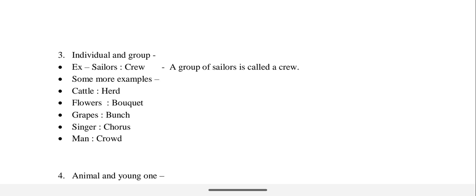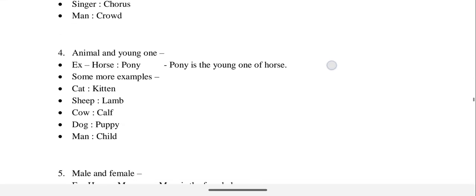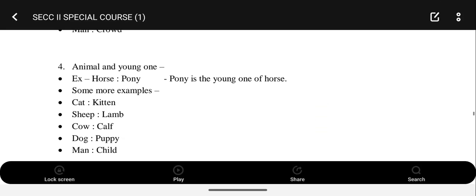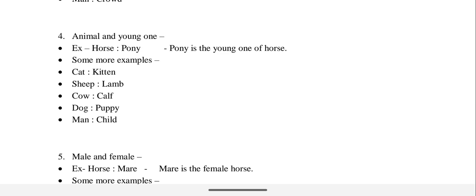A group of sailors is called a crew. Some more examples: cattle, herd; grapes, bunch; singers, chorus; man, crowd. Animal and young one: for example, horse, pony. Pony is the young one of the horse.